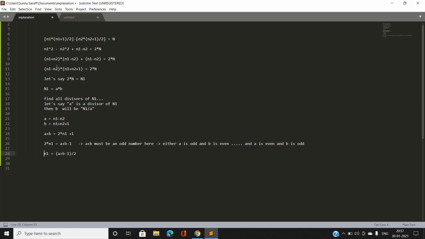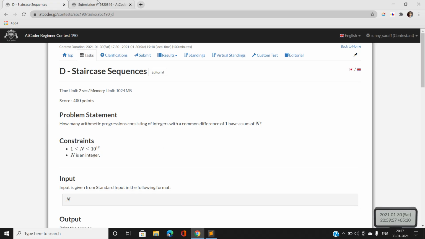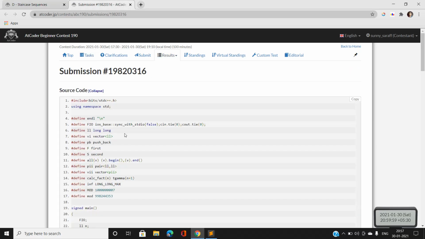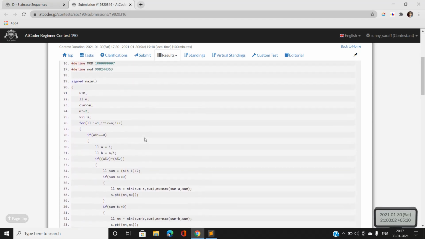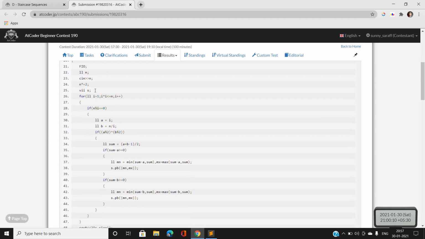So let's move on to the code section to understand this question and its implementation, which makes it much easier to approach our answer. Okay, now here is the code. As you can see, I have taken the value of n, which is actually a capital N, and I have multiplied it by 2 for simplicity. Now I have taken a vector of pairs that is going to store N1 and N2.